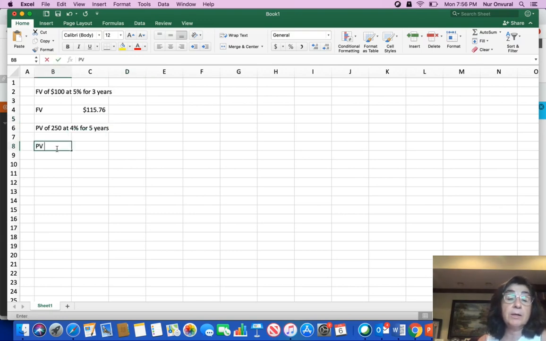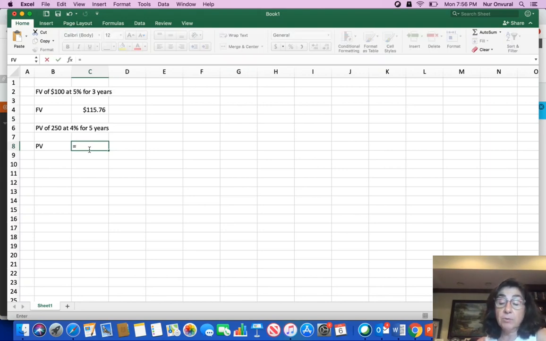I will do the same thing for the present value. I'm going to calculate the present value of $250 at 4% for 5 years. Again, I will place my cursor in a cell. I will start with an equal sign, and I will enter the present value function. That will bring up the function present value. And then again, I will plug in the values as they are presented to us.